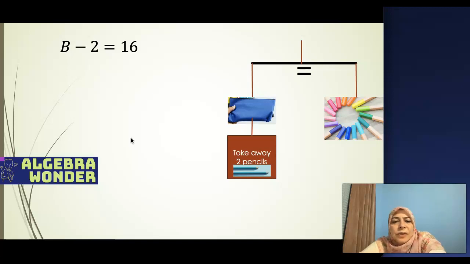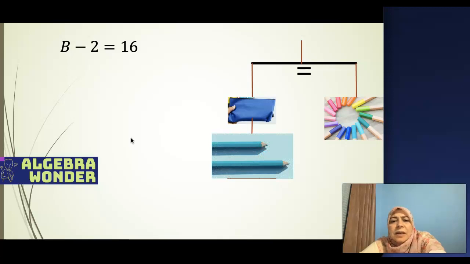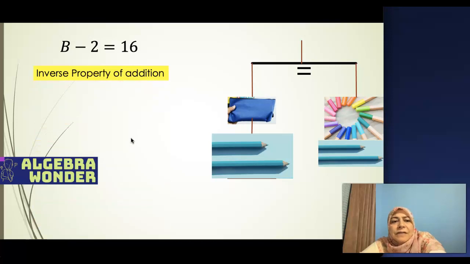So again, my students do this in their brain. Right away they say, okay, I'm going to go ahead and add 2 pencils here to the bag and add 2 pencils here, and they will figure out that in the bag there are 18. So how did they do that? Again, we use the inverse property of addition. Why? How can we do that?